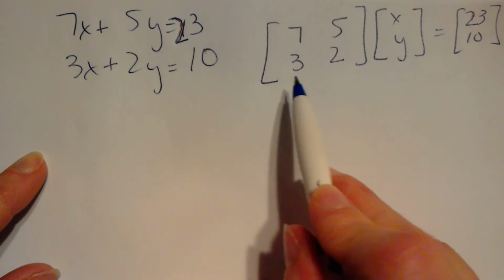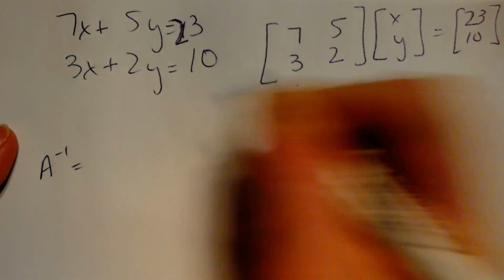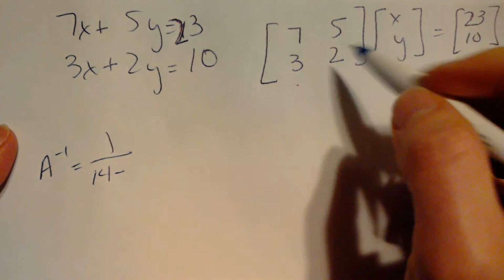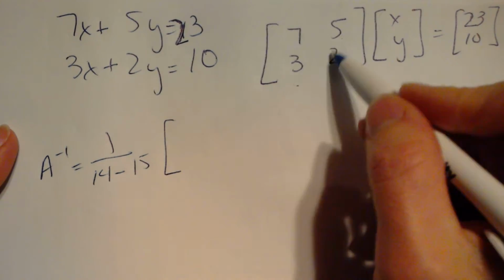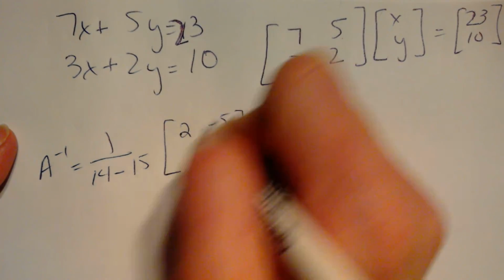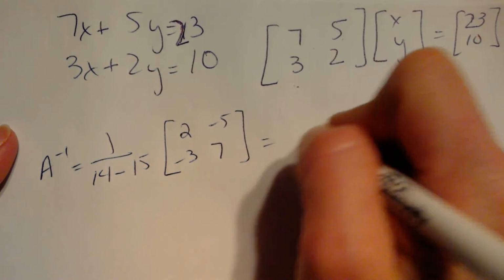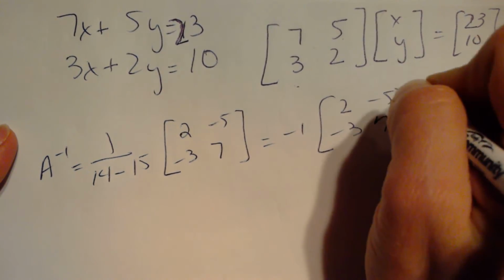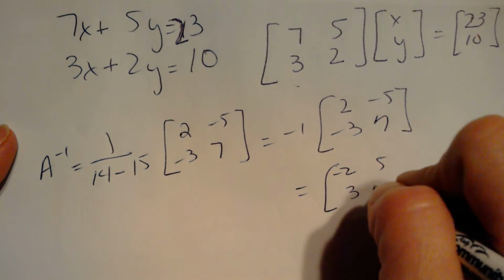Okay. Next slide over you can see. The first thing we're going to do is find the inverse of this. So my inverse, we're going to multiply here. It's 14. So I've got 1 over 14 minus, multiply here, that's 15. And then we're going to switch these two and make these two negative. Okay, so again, this is negative 1, so it doesn't always work out that nice, but in this case it did. So you're going to get negative 2, 5, 3, negative 7.